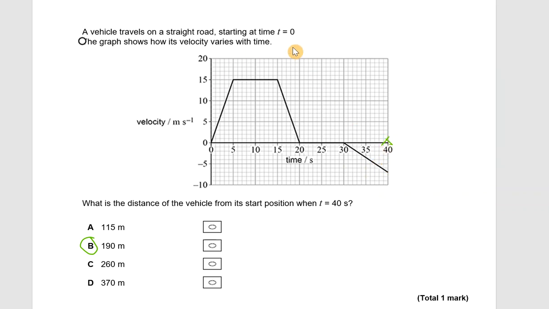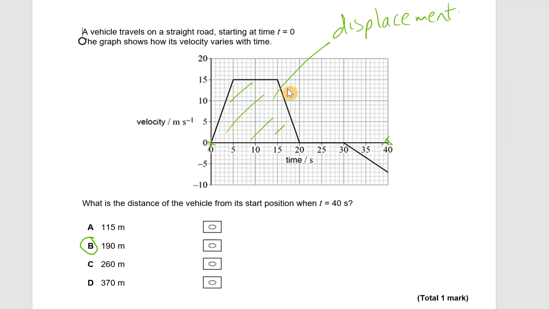Okay, so the important thing to remember here is that in a velocity time graph, the area underneath the line is equal to the displacement. Now, when the velocity is positive, we can think of the vehicle moving away from the point. When the velocity is negative, we can think of the vehicle moving towards the point.